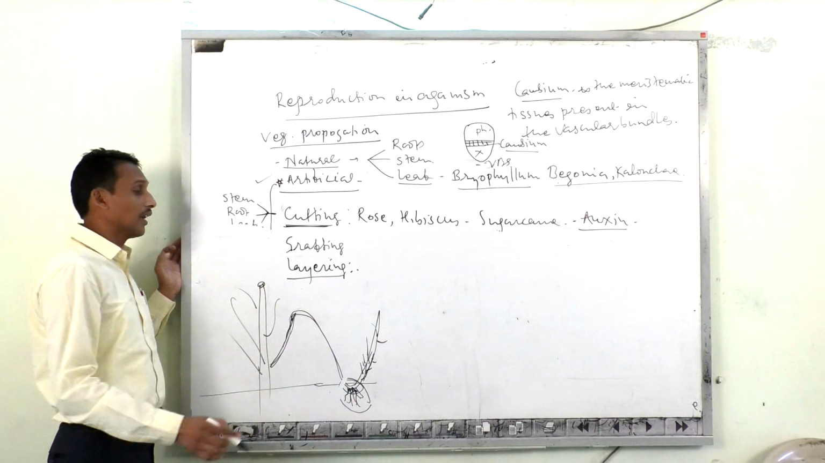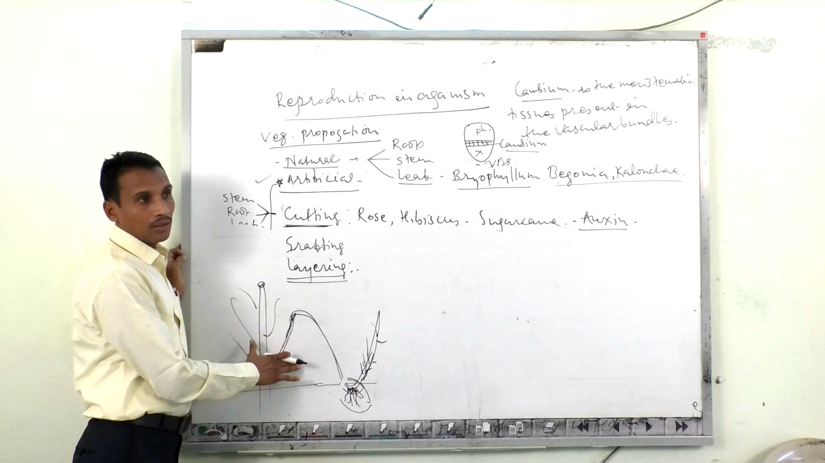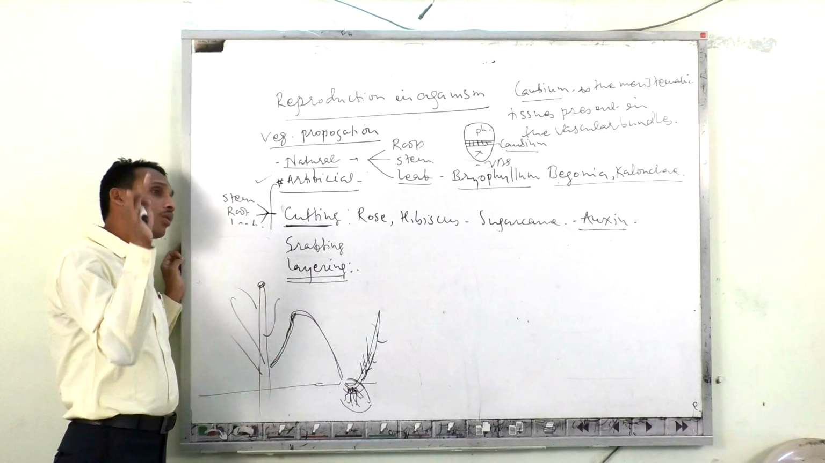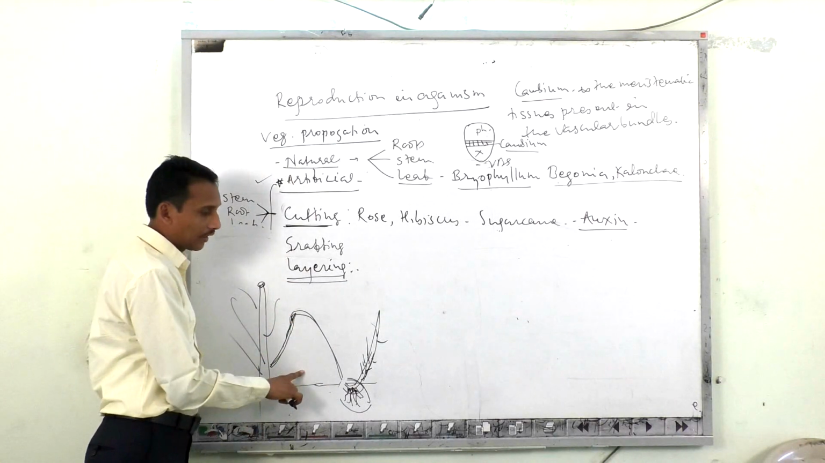This technique is called the layering technique. That is called layering. It is just like a stolon-like method, but here we have to artificially bend down this portion. So this one is nothing but layering.